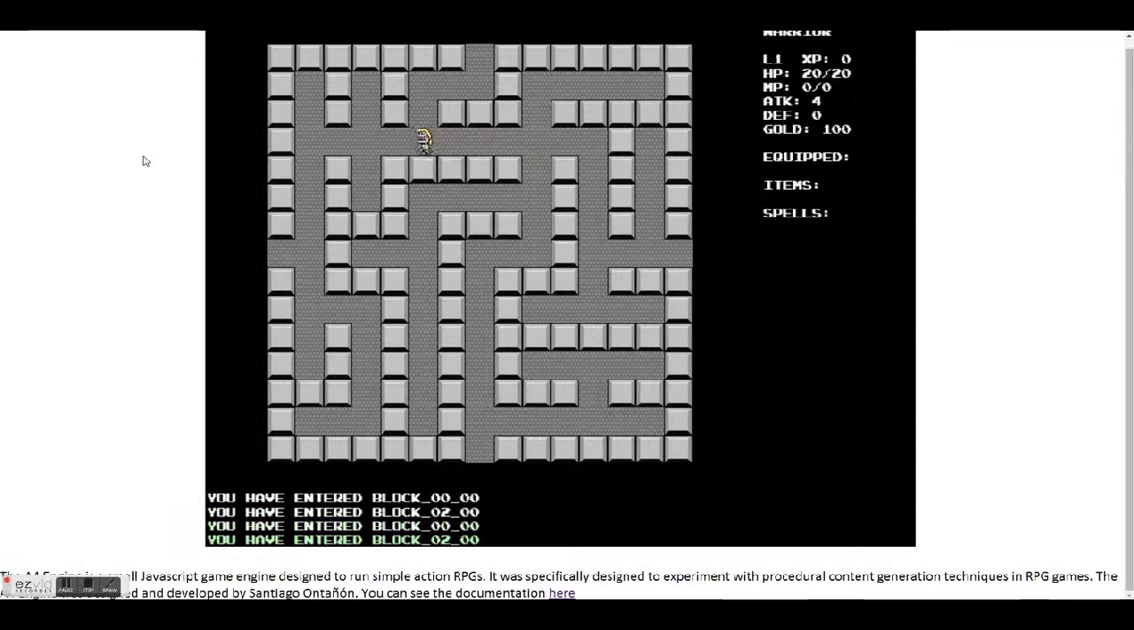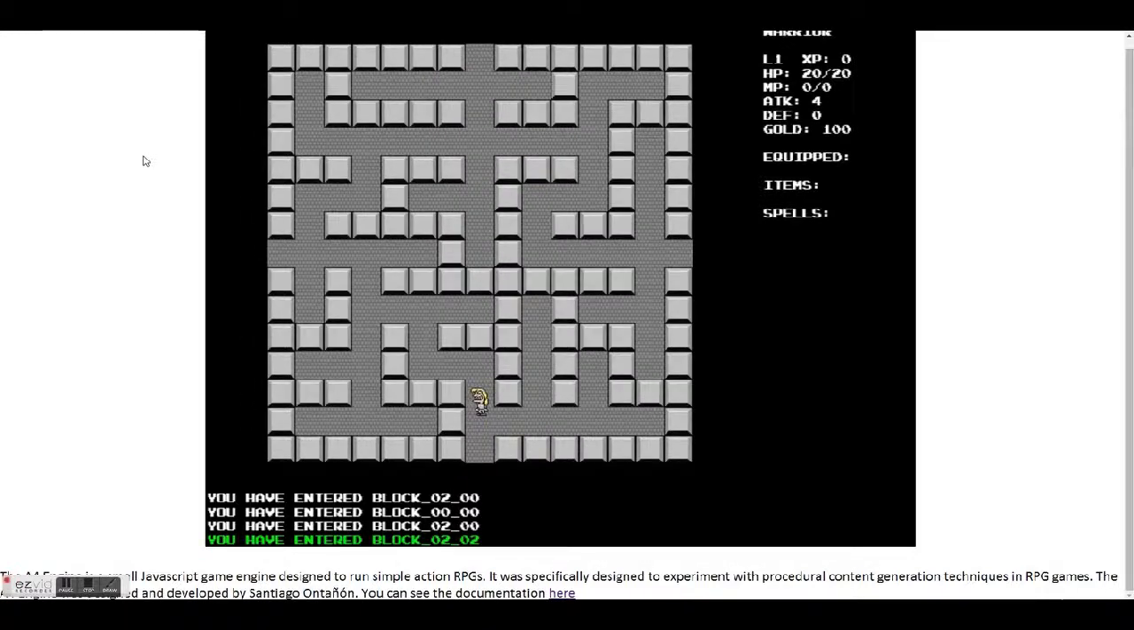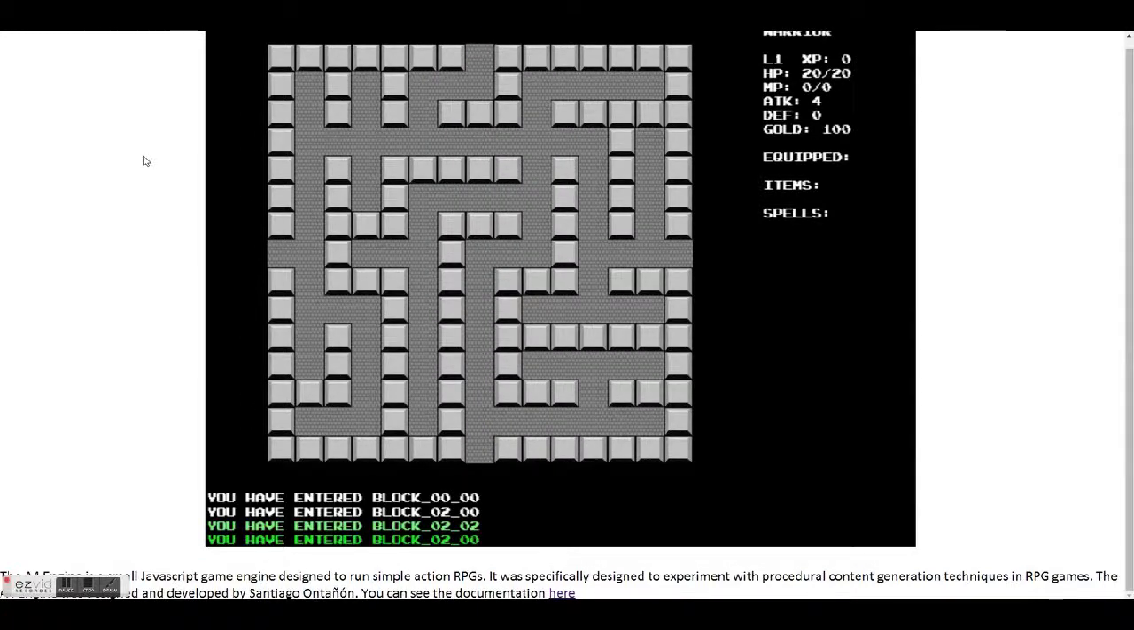The graph is created with n by n nodes, and n can be any number that is greater than 0. In this particular example, n is 7.